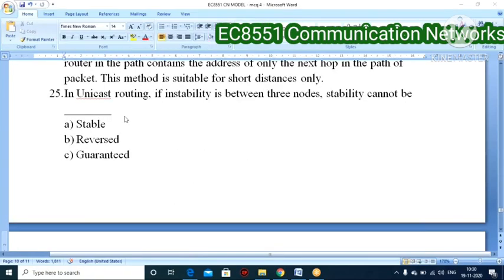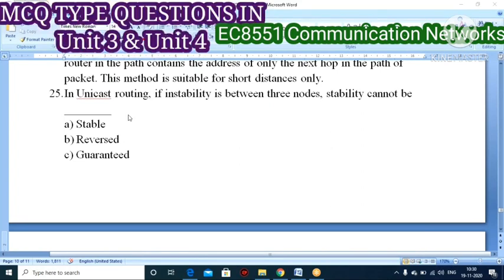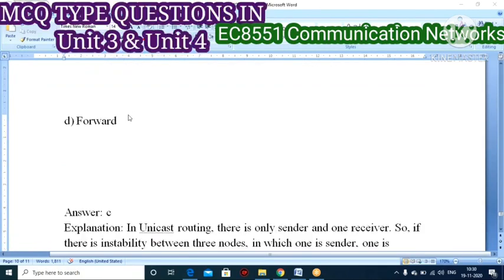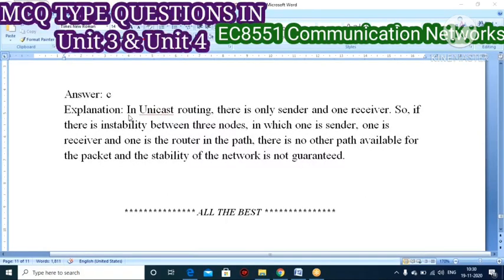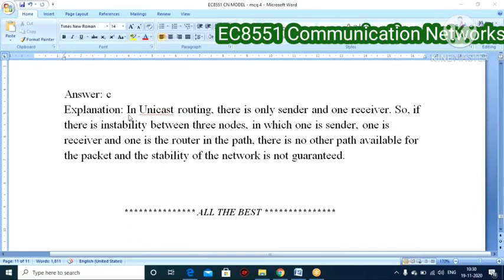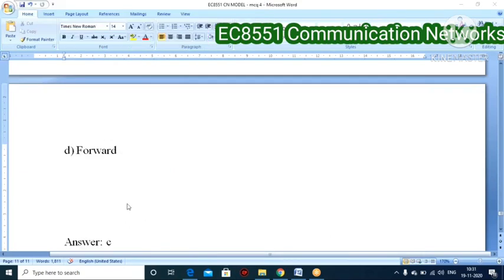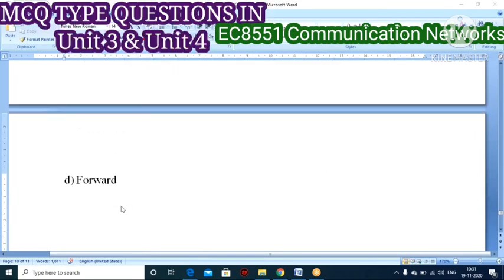So last question, in unicast routing, if instability is between the three nodes, stability cannot be dash. Stable, reverse, guaranteed, or forward. Guaranteed, because in unicast routing there is only one sender and one receiver. If there is instability between these three nodes, in which one is the sender, one is the receiver, and one is the router in the path, there is no other path available for the packet, so stability of the network is not guaranteed. So option C is the correct one.